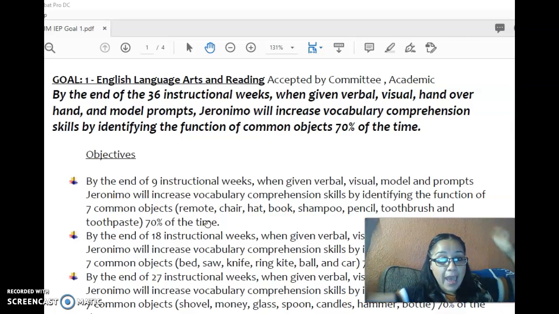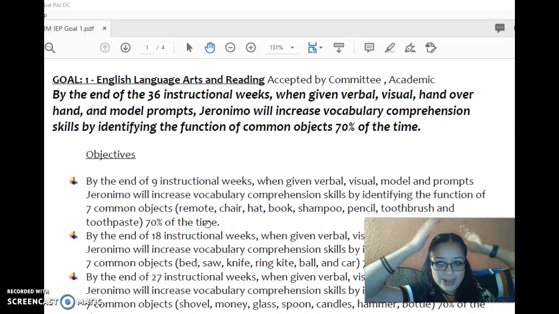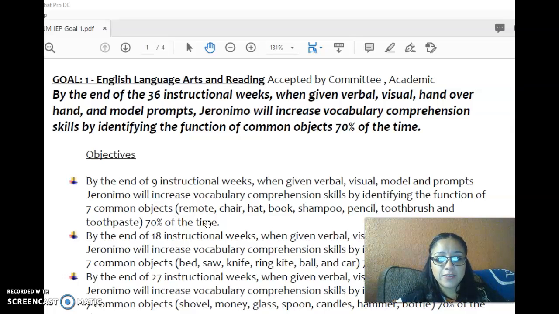What about a hat? What do you use a hat for? Do you use it on your dog or do you use it on your head? Where do you use the hat? Great job. You put it on your head. What about a book? What do you do with the book? Do you throw it? Are you supposed to throw it? Or are you going to read? Yes, you read. Good job.